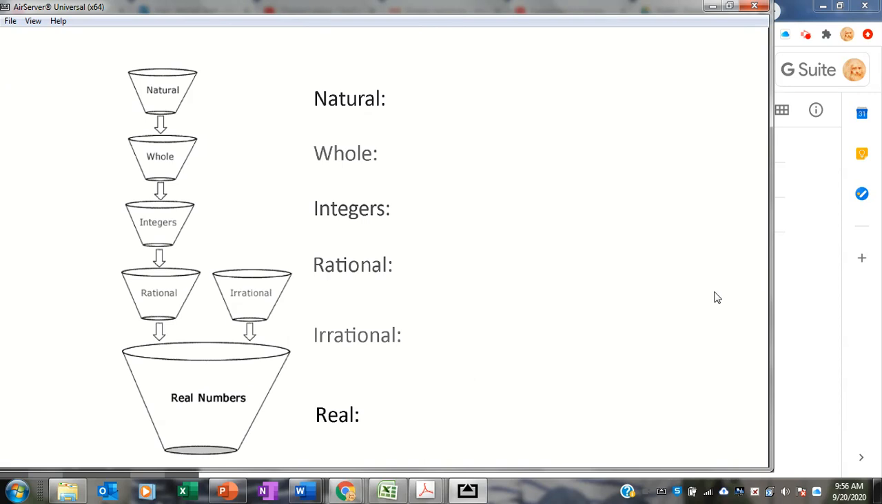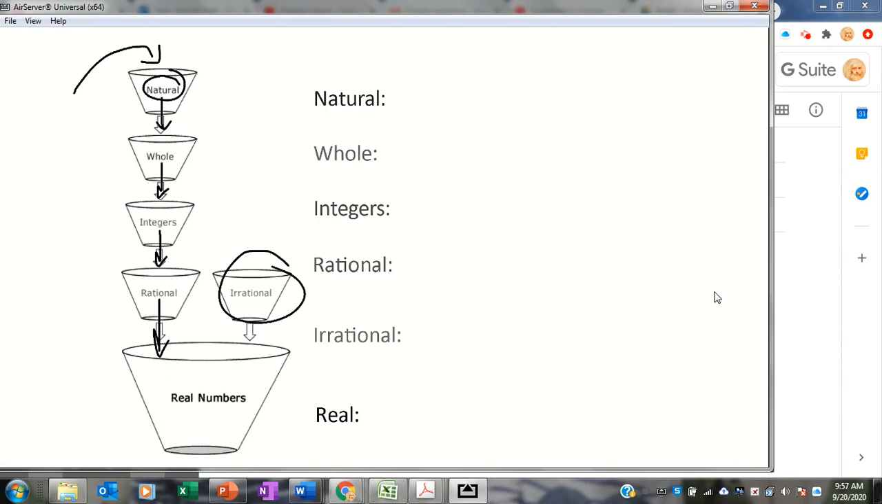What I want you to see is how this picture is organized. If you would put something into this cone right there and it would qualify as a natural number, then it will qualify as almost every other one after that. So if you put something in this cone, it would be a natural number, then it would go into the whole numbers, then it would be an integer, then it would be a rational, and then it would be a real number. The only one it would skip would be irrational.